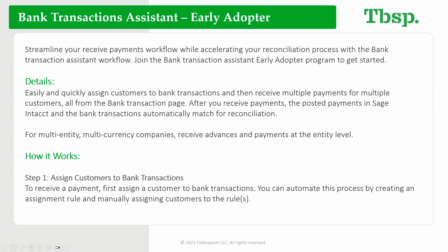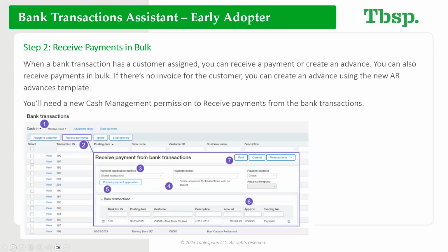Basically, what's involved is setting up, assigning customers to bank transactions, and then next. Once that is done, after you've got those customers assigned to the bank transactions, you can actually begin receiving the payments or creating advances, which allows you to receive them in bulk. If there's no invoice for a customer, you can actually create an advance using the new AR advances template.